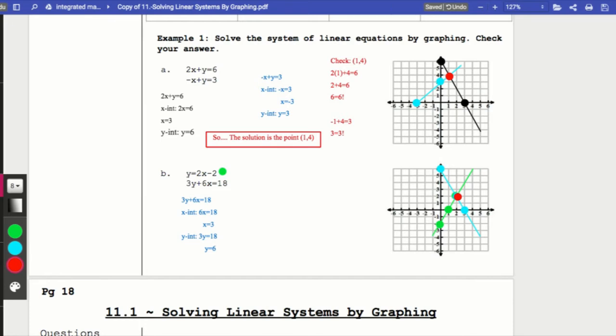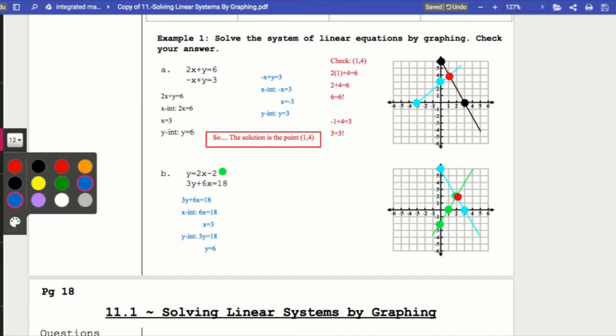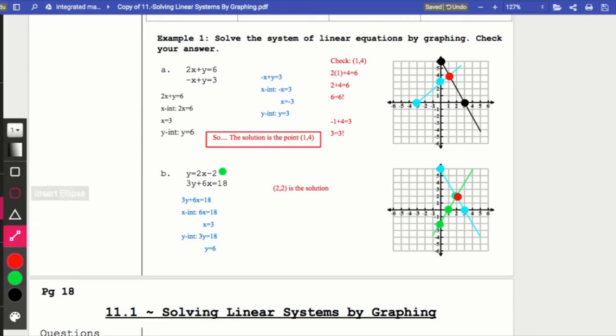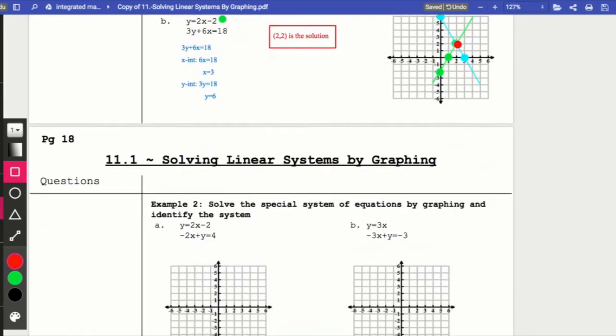And for the sake of time and not making you want to watch a 30-minute video, I would want you to check to make sure that's a solution. But I got a big brain, so I know 2, 2 is the solution. But yes, you should go through the process of checking the work. But again, for sake of time, I'm just going to tell you that the solution is 2, 2. Okay, because again, that's where it crosses.